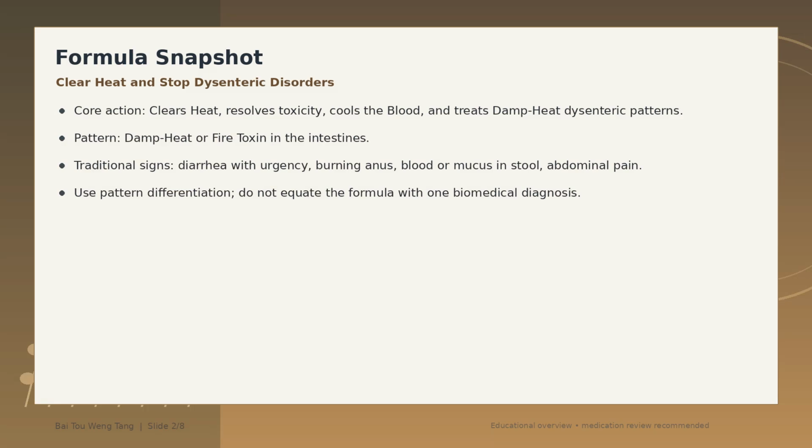Start with the pattern rather than the disease label. The traditional target pattern is damp heat or fire toxin in the intestines. Typical clues include diarrhea with urgency, burning anus, blood or mucus in stool, abdominal pain, thirst, and rapid pulse.